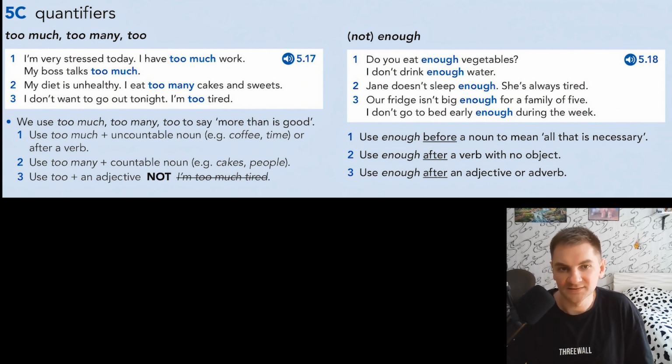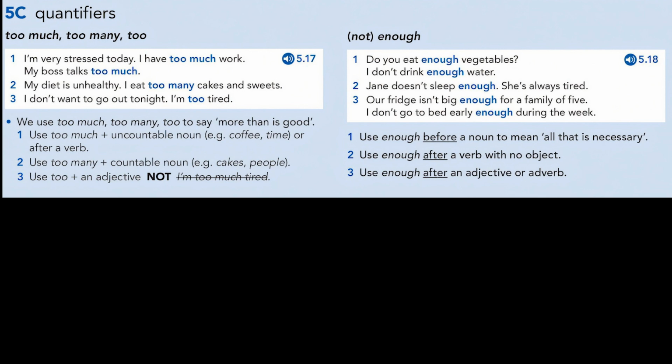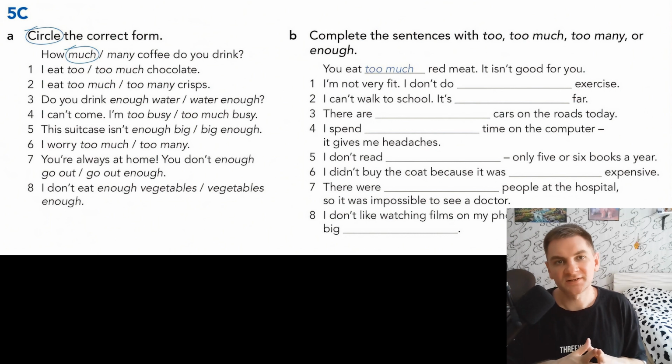Then next part, the second part, not enough or just enough. Number 1, use enough before a noun to mean all that is necessary. Number 2, use enough after a verb with no object. And number 3, use enough after an adjective or adverb. You know what? Rules are kind of complicated. I think let's do a couple of practical exercises and you will understand the main idea, how to use these words.